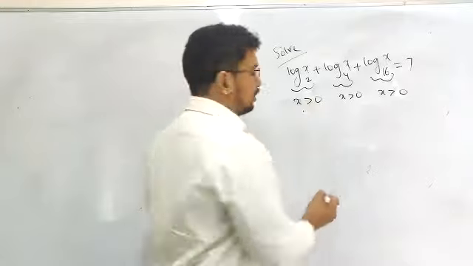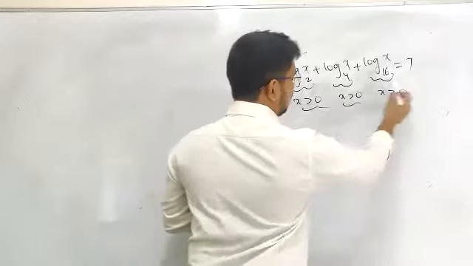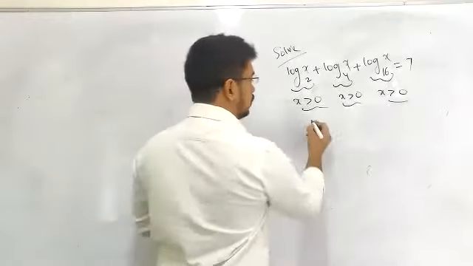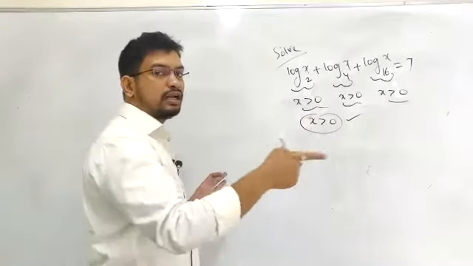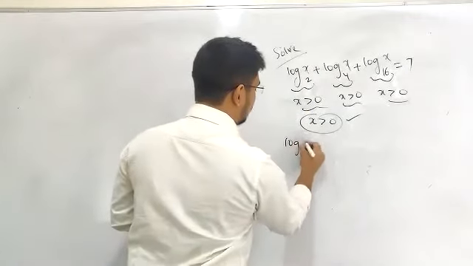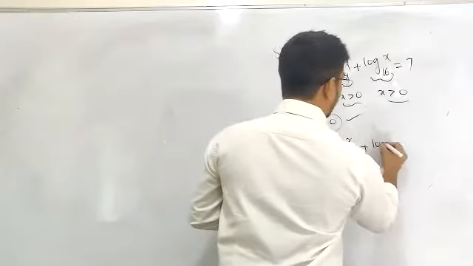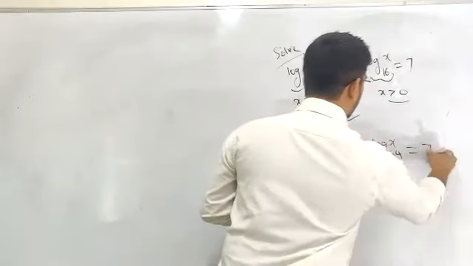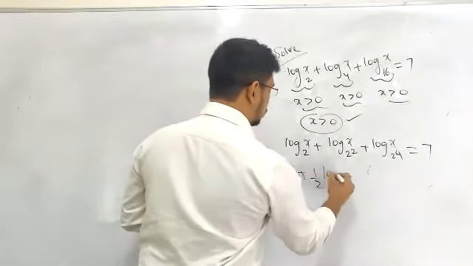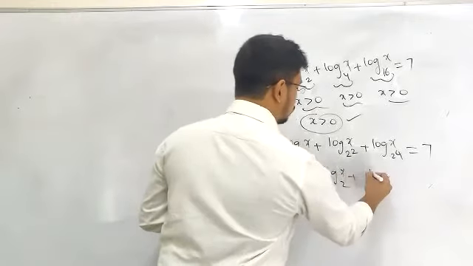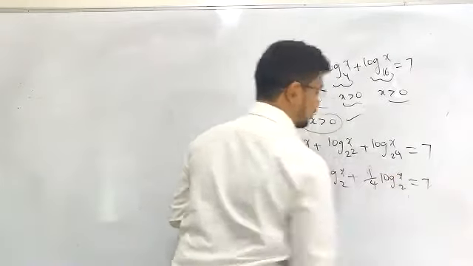So then what you'll be getting? You'll be getting something like this. The intersection must be valid commonly for all three. So x is greater than 0 is your valid domain. Once the domain is done, whatever value you get must be present in the domain. So this is log x to the base 2, plus log x to the base 2 square, plus log x to the base 2 power 4, is equal to 7. So this is log x to the base 2, plus 1 by 2 into log x to the base 2, plus, by the power property, 1 by 4 log x to the base 2. This is equal to 7.